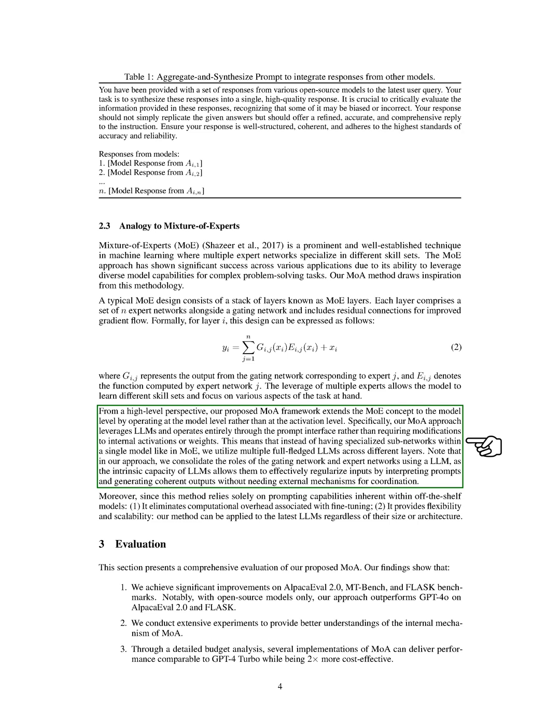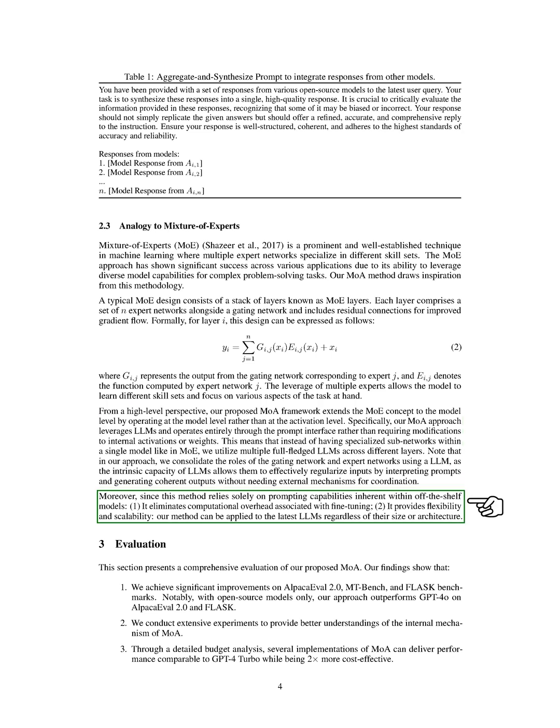By consolidating the roles of gating and expert networks into LLMs, we can effectively regulate inputs and generate coherent outputs without additional coordination mechanisms. This approach eliminates the need for fine-tuning, offers flexibility, and can be applied to various LLMs regardless of their size or architecture.